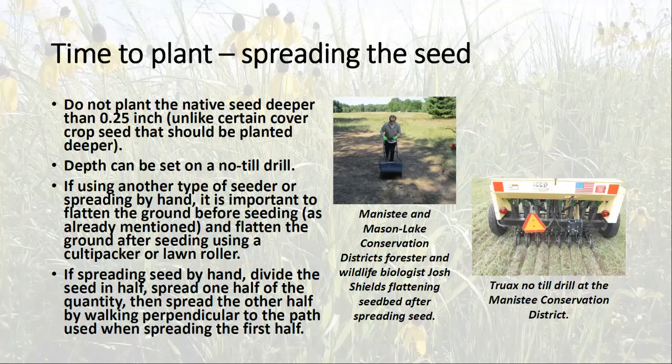The picture on the left there is just me running a lawn roller on one of our experimental plots. This is one of our plots out at our 40-acre parcel in Caliba. And then the picture on the right is just another picture of the no-till drill.